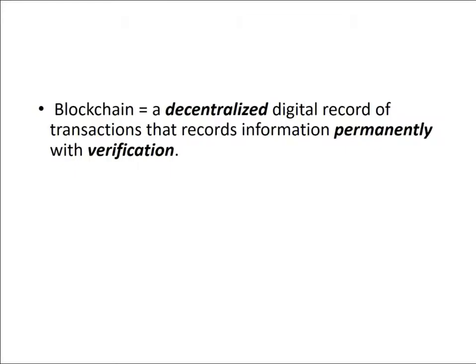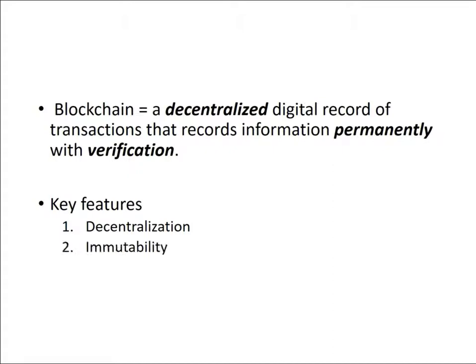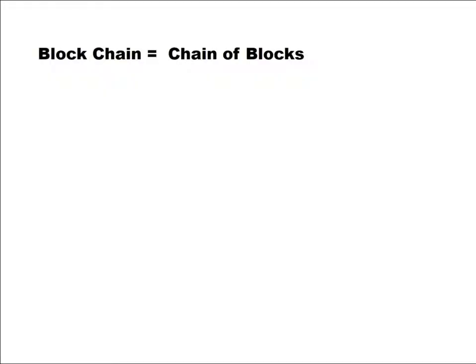What is blockchain? In plain words, it can be described as a decentralized digital record of transactions that records information permanently with verification. Here, there are three highlighted keywords. They correspond to three key features of a blockchain. First, decentralization. Second, immutability. Third, consensus. So let's talk about these three key features.